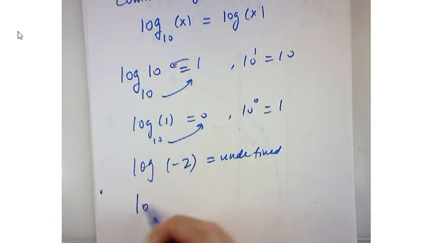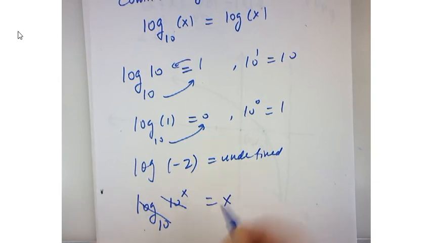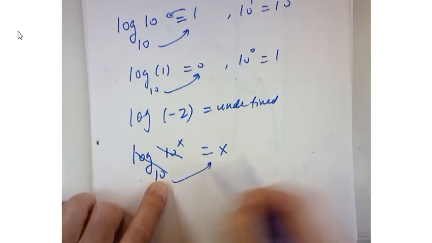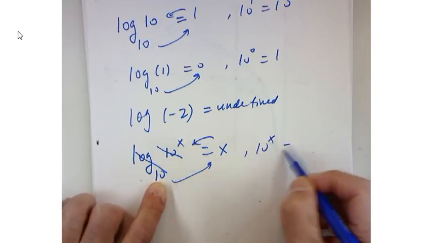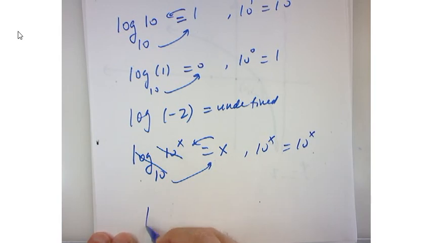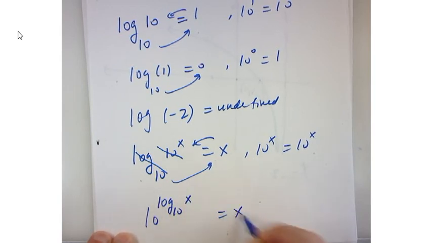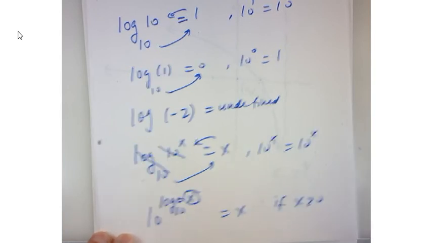If you do log base 10 of 10 to the x, again these are inverses of each other, so they cancel out and you get x. Again, because 10 to the x equals 10 to the x. Same thing if you reverse them. 10 to the log base 10 of x is x if x is greater than 0. Why? Because x cannot be negative, because you're applying that to log.